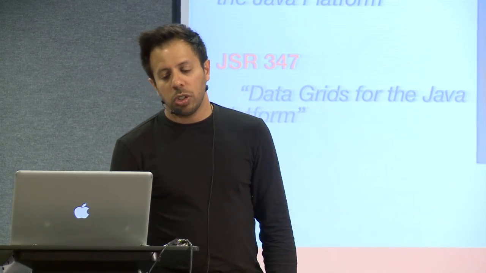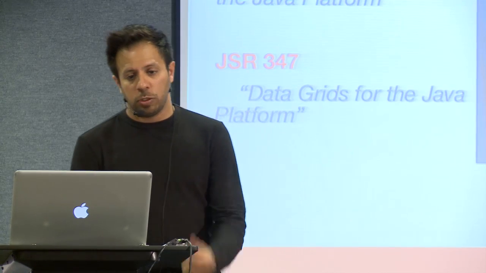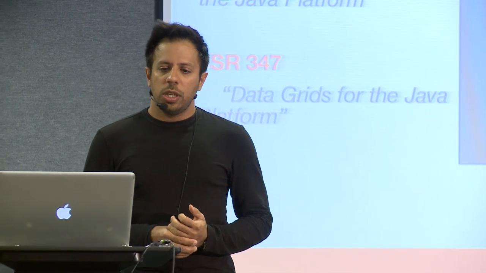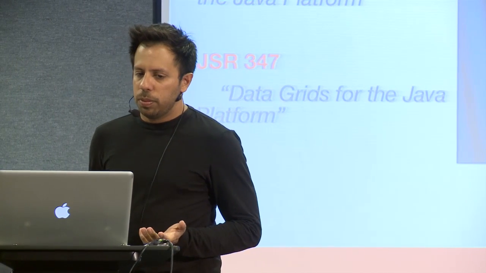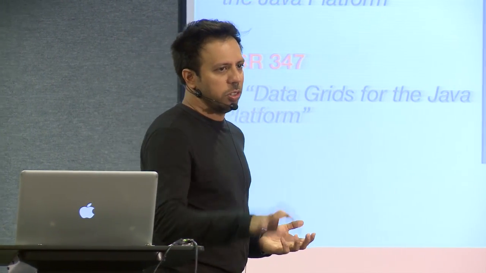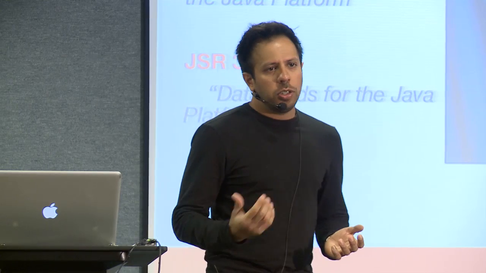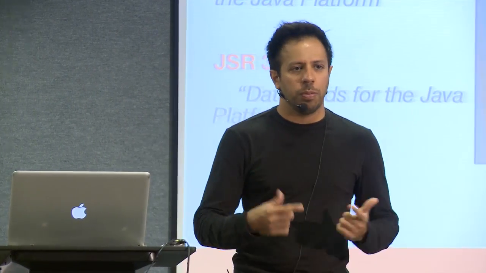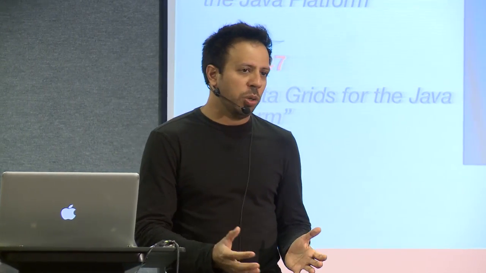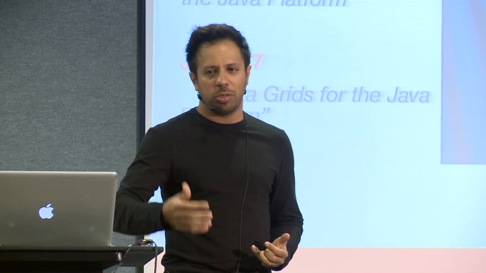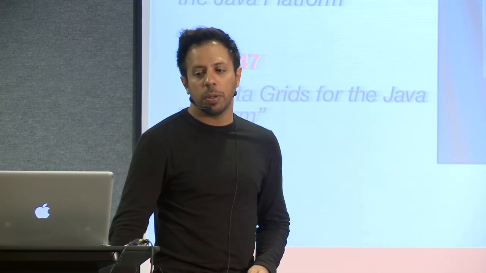JSR 347 is a new JSR that I'm the spec lead of. I've just recently proposed it to Oracle. This is an API for data grids. So it takes the JSR 107 API and extends it. It adds a few more things to it. JSR 107 is quite a simple standard, quite a simple API. It just does put, get, remove, stuff you'd expect a cache to do. It's got standard ways of defining eviction. It's got standard ways of defining write through and write behind to disk, but nothing more than that. So JSR 107 is quite simple.